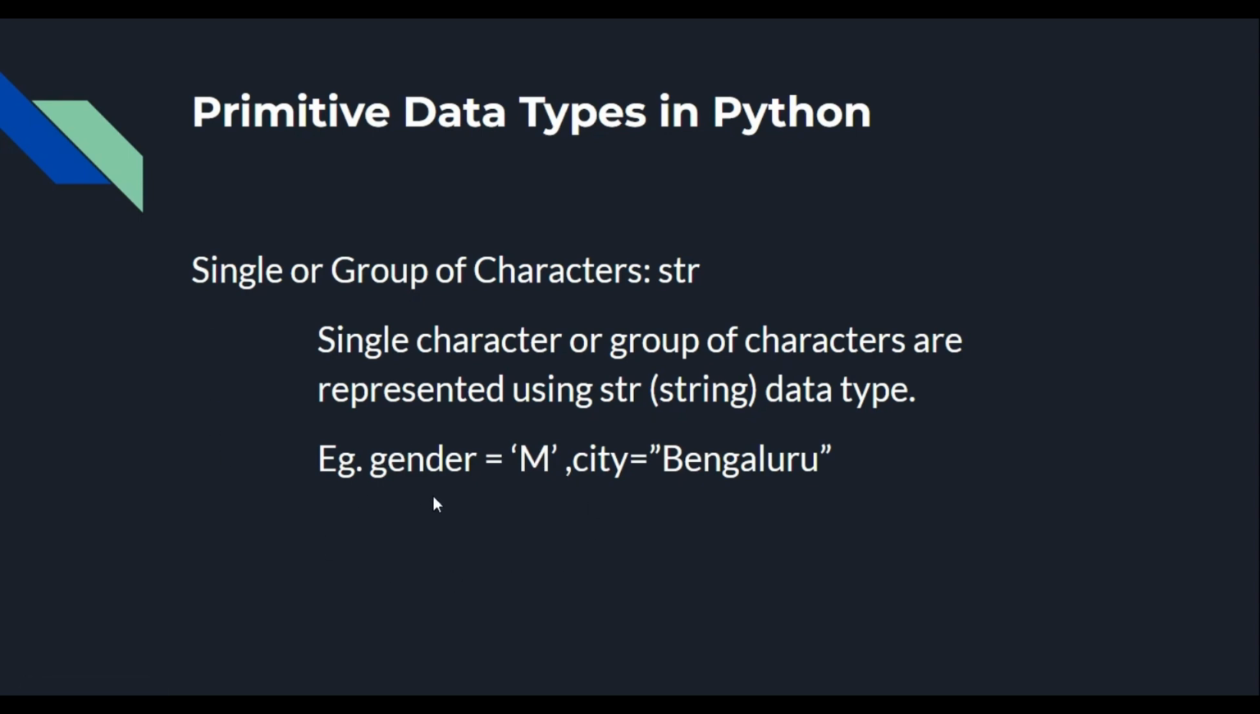So here I have given an example, gender is equal to m. Here single character is used, so it is also of string data type. And here city is equal to Bengaluru I have taken, it is also of string data type. So we will see this practically.